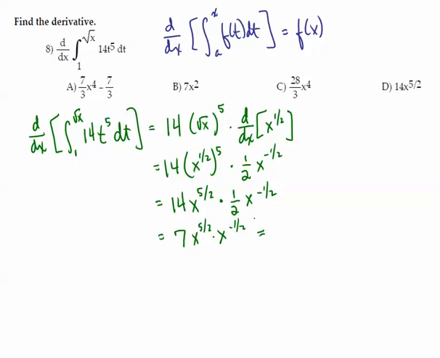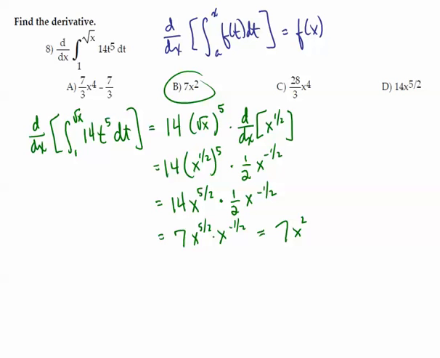When we multiply two numbers with the same base, we add exponents, so 5/2 plus negative 1/2 is 4/2, which is 2, giving 7x squared. So the answer here is B, and it's not too complicated. All we're doing is substituting the upper limit for t and then multiplying the result of that integrand by the derivative of the square root of x.